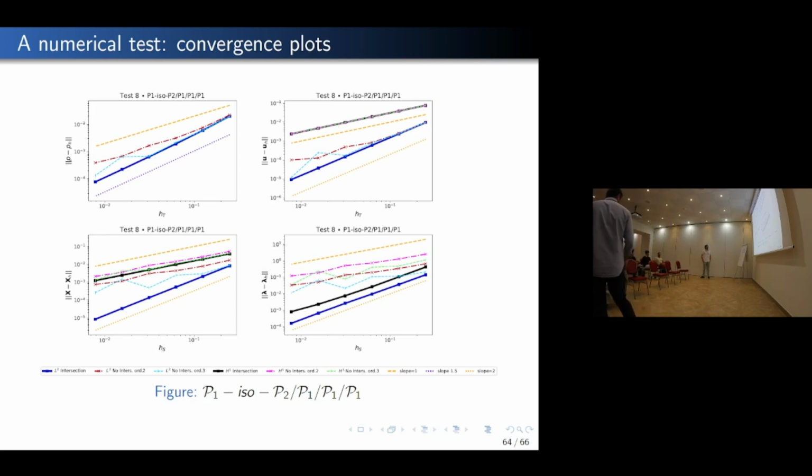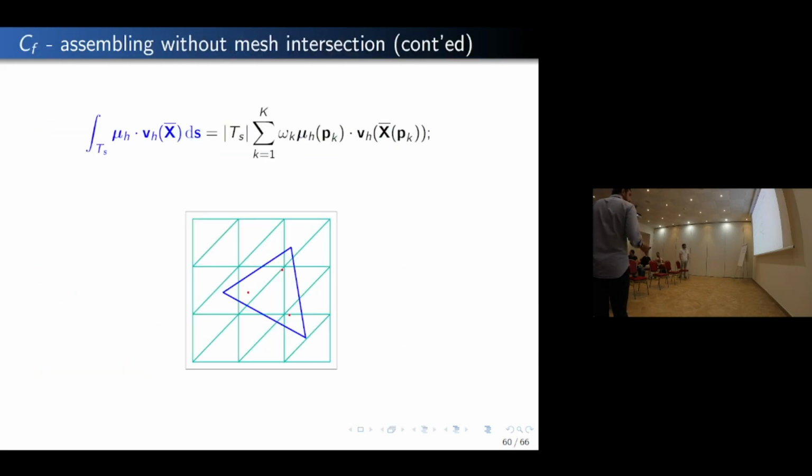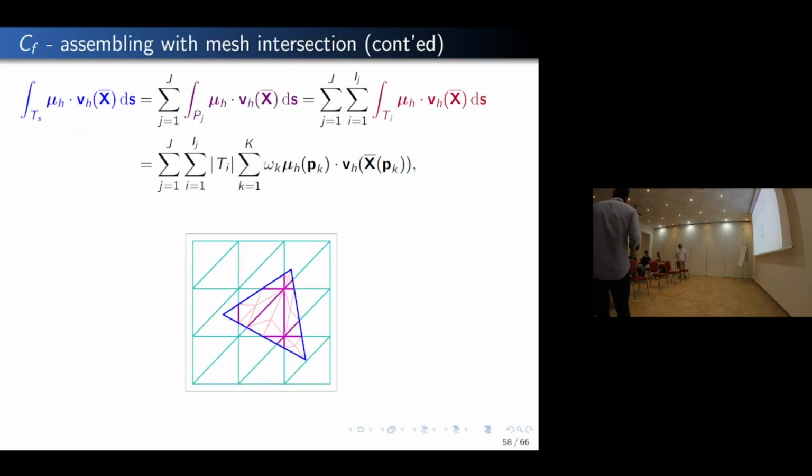Okay, if there is no other question, please. About this stationary problem, what method do you use to solve it? Sorry? What method do you use to solve it? For the linear system? Yes.